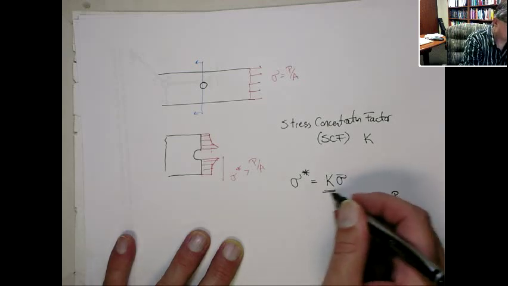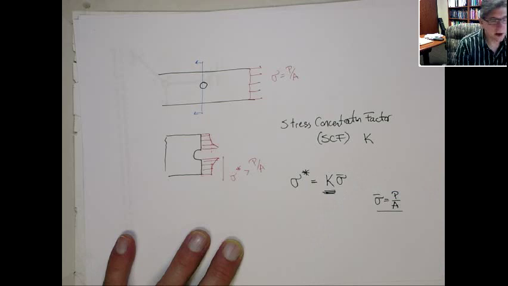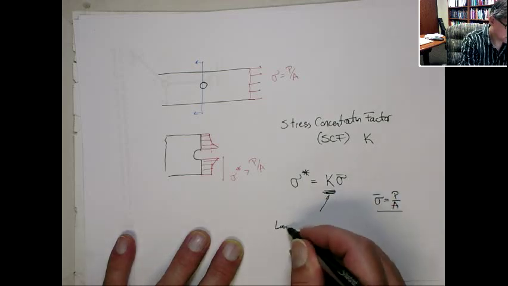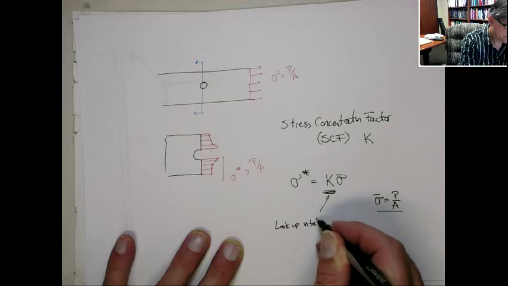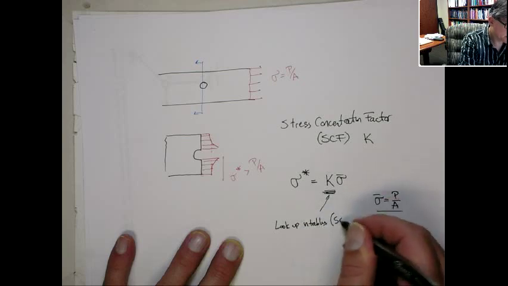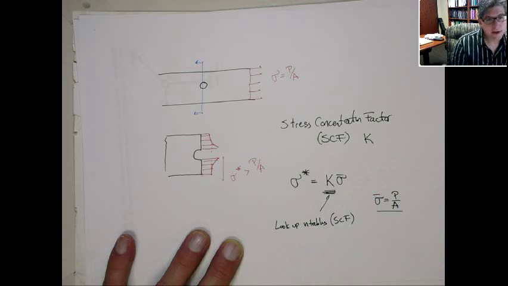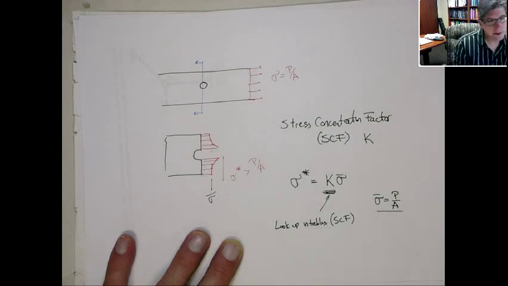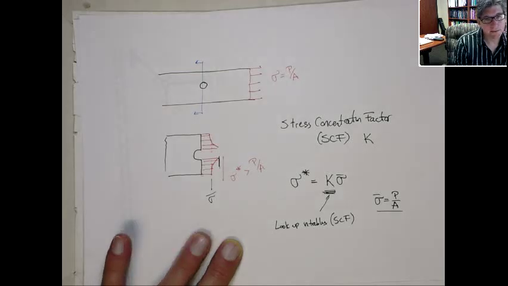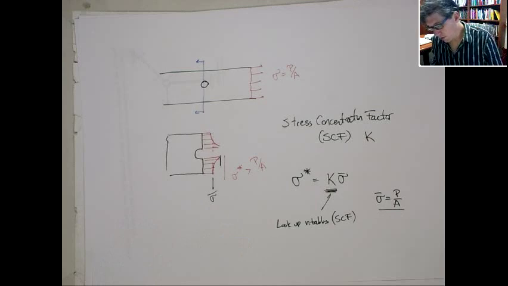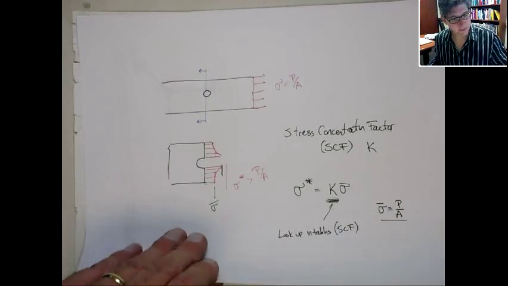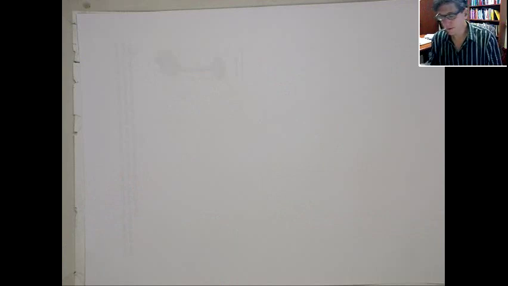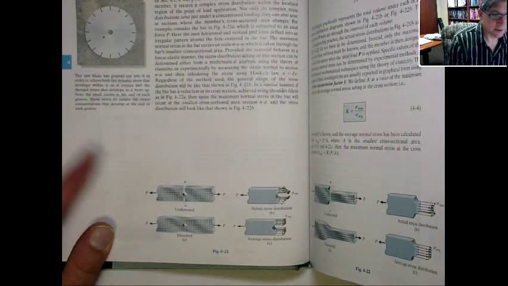So this is a geometric factor. You don't really calculate it. You look it up in tables. This is the stress concentration factor, and it just multiplies this far field load to give you what the actual peak stress is around the feature. Okay. So your textbook has a couple of nice pictures that illustrate this fact or what goes on. Let's see if I can show you this. Let's zoom in a little bit.